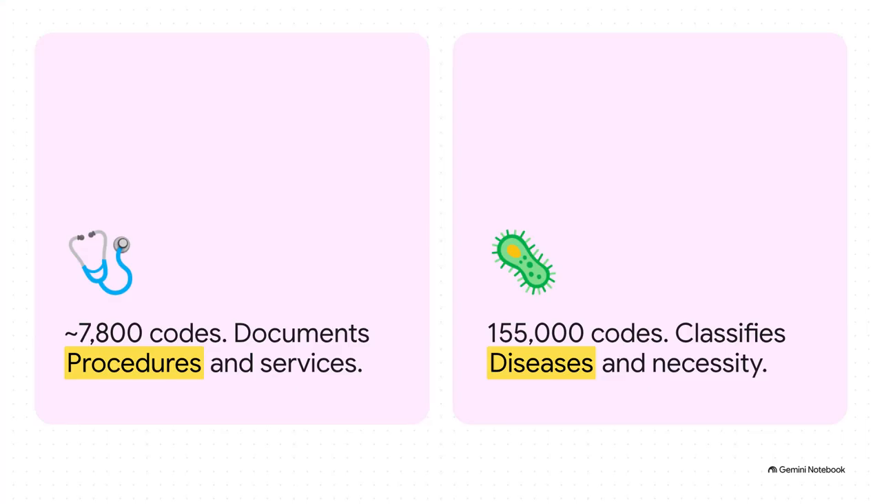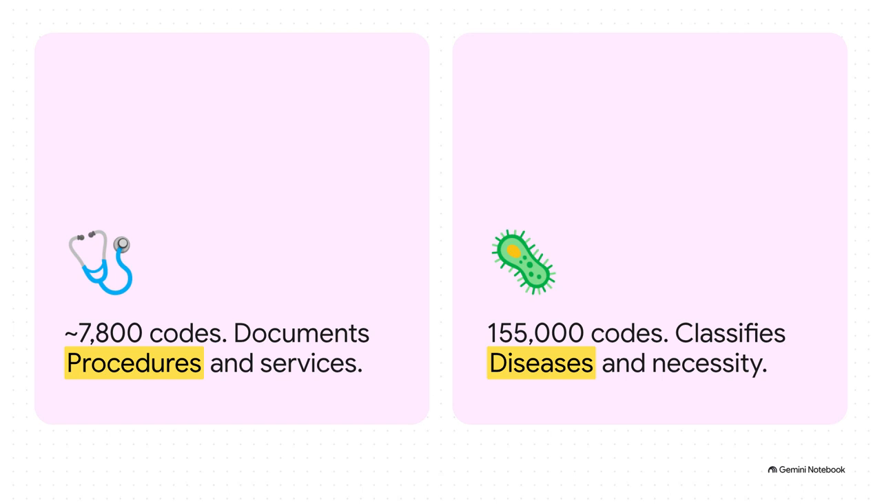Let's break these down. First up, we have CPT codes, or current procedural terminology. These are maintained by the American Medical Association, and they're basically 5-digit numeric codes, there are about 7,800 of them, that document the exact procedures and services provided. Think of CPT as the what. Like, what did you actually do for the patient?